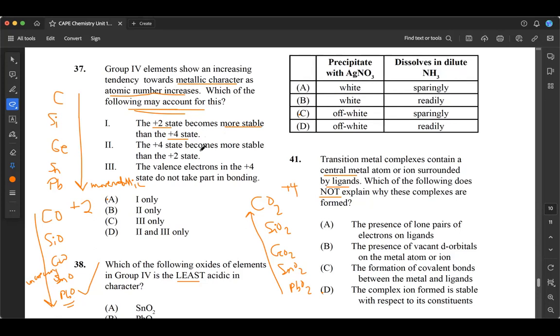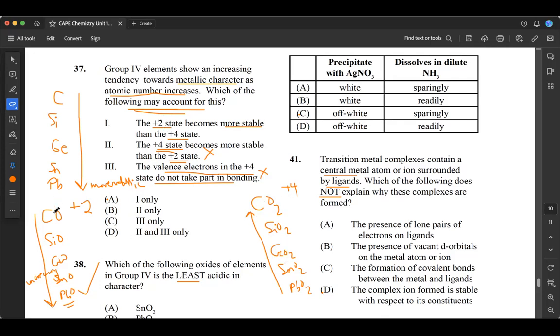As you go down the group, the +4 state becomes more stable than the +2 state. That's not true. As you go down the group, right? As you go down the group, the +2 state is more stable, right? As you go up the group, the +4 is more stable. So that's not true as you go down the group. So this is not true. The valence electrons in the +4 state do not partake in bonding. That's not true, because they do partake in bonding, but these are more what? Covalent bonding, right? And not ionic.